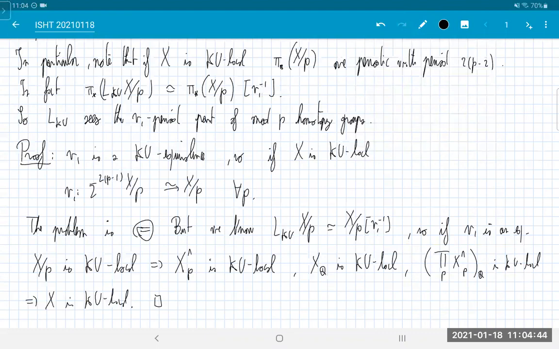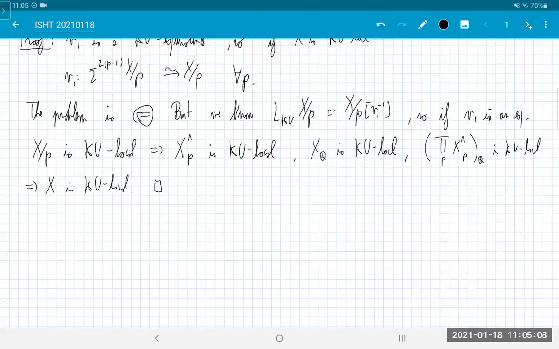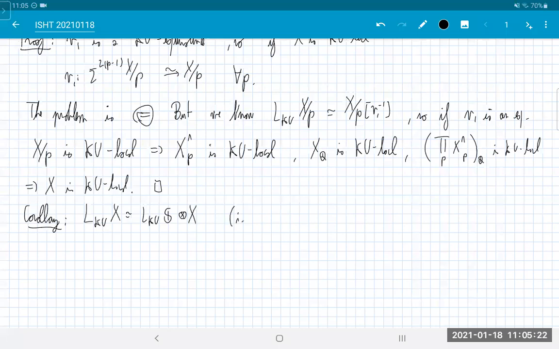So this periodicity statement gives us a very clean characterization of KU local spectra in terms of some kind of periodicity on the mod p homotopy groups. And that's the beginning of a very important story on which I'll say a couple of things. But as a further corollary, let me say that L_KU X is L_KU sphere tensor X, i.e. L_KU is smashing.